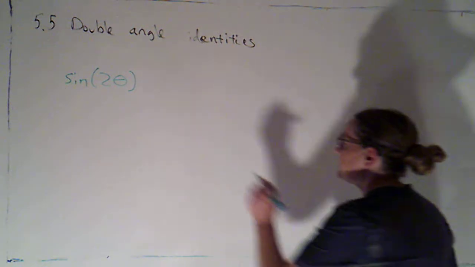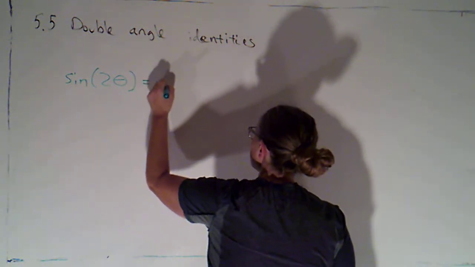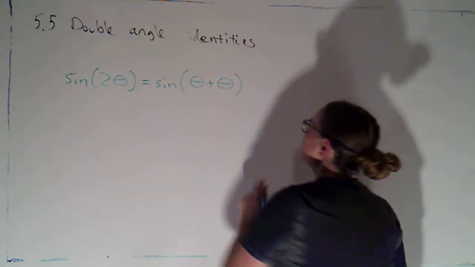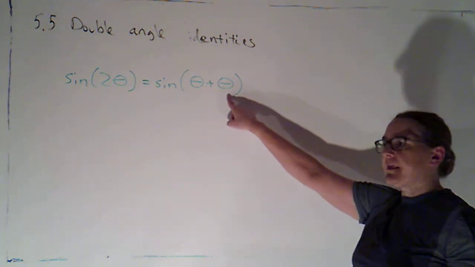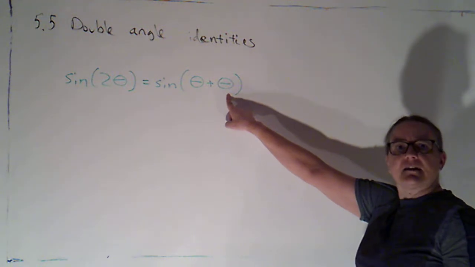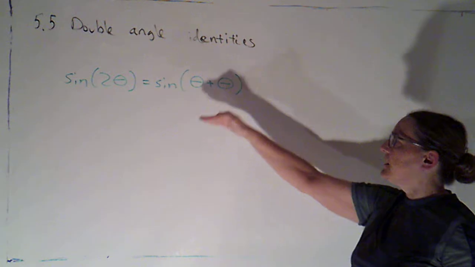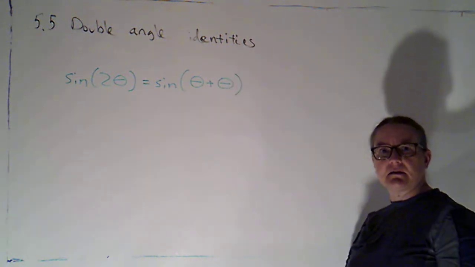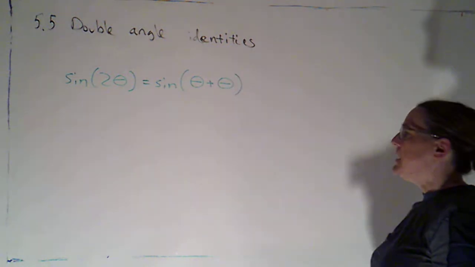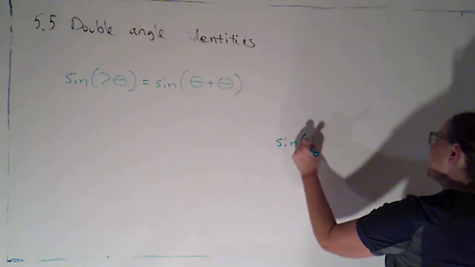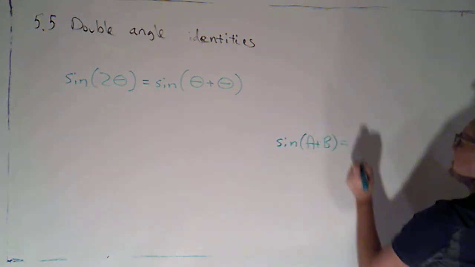I'm going to make the very brilliant observation that 2 theta is just theta plus theta. It's theta added to itself. That means that I can get the double angle formula by just plugging into the sum formula. So I might want to remind myself what the sum formula is for sine. Sine of A plus B.